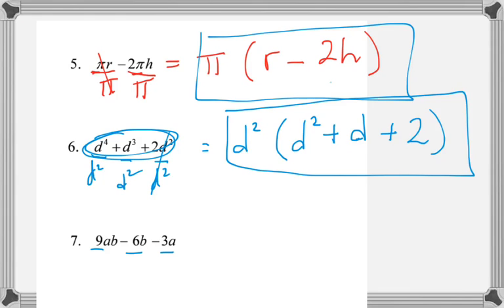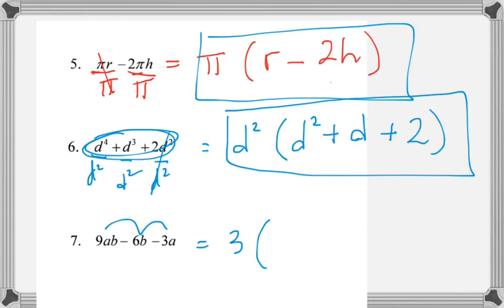Okay, so let's focus on the coefficients for the trinomial number 7. So the coefficients are 9, 6, and 3. The GCF between 9, 6, and 3 is 3. Okay, now 9 has an A and a B, 6 has a B, and 3 has an A. So A is common to 9 and 3, and B is common to 9 and 6. But A and B are not common to all of them. Okay, the factor that you want to pull out has to be common to all three terms.